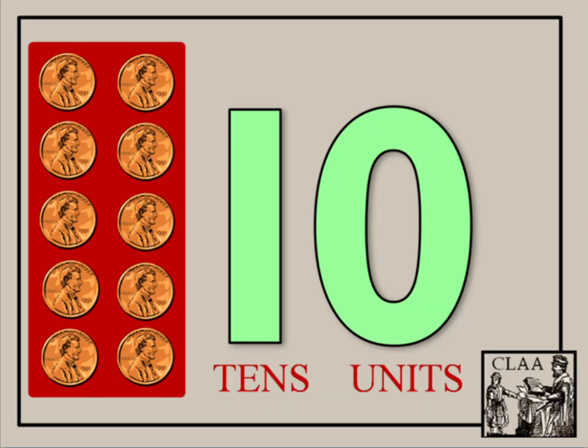And we learned that when we have more than 9 units, we count the number of tens, or the number of sets of 10, and write that number, and then we count the units that are left over. So to write the number 10, we write a 1 for the number of tens and a 0 for the number of units that are left over. This is the number 10.